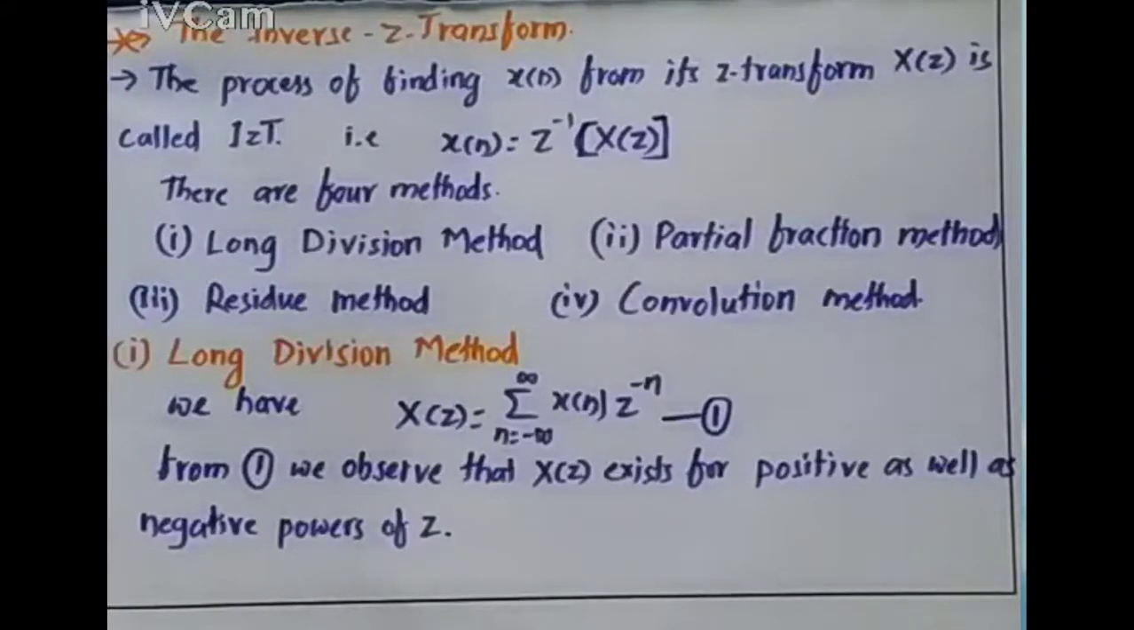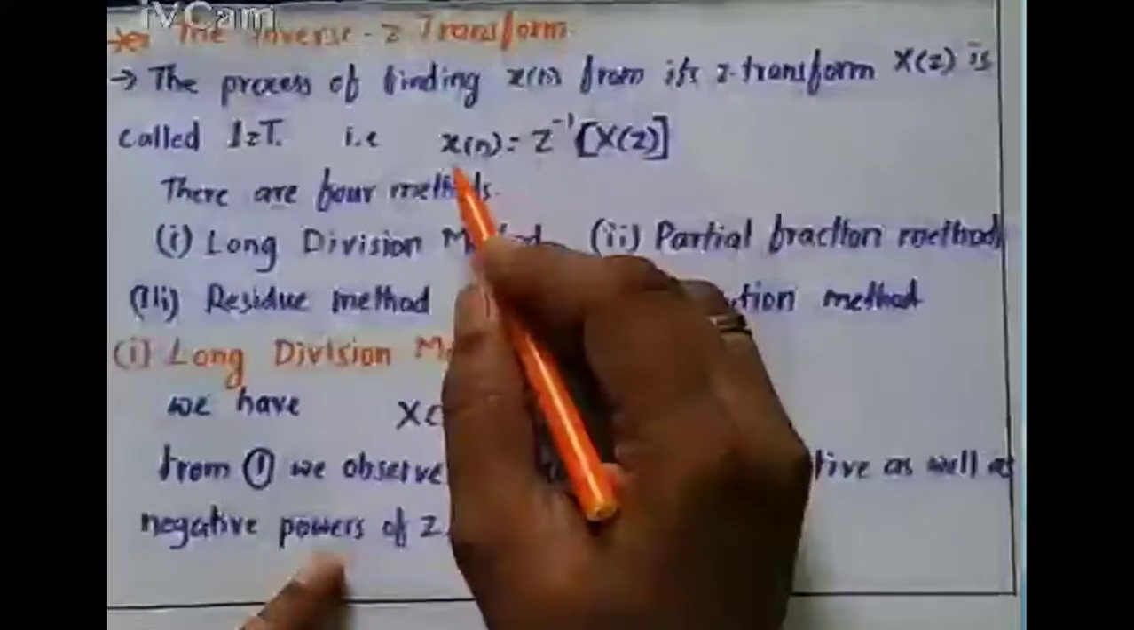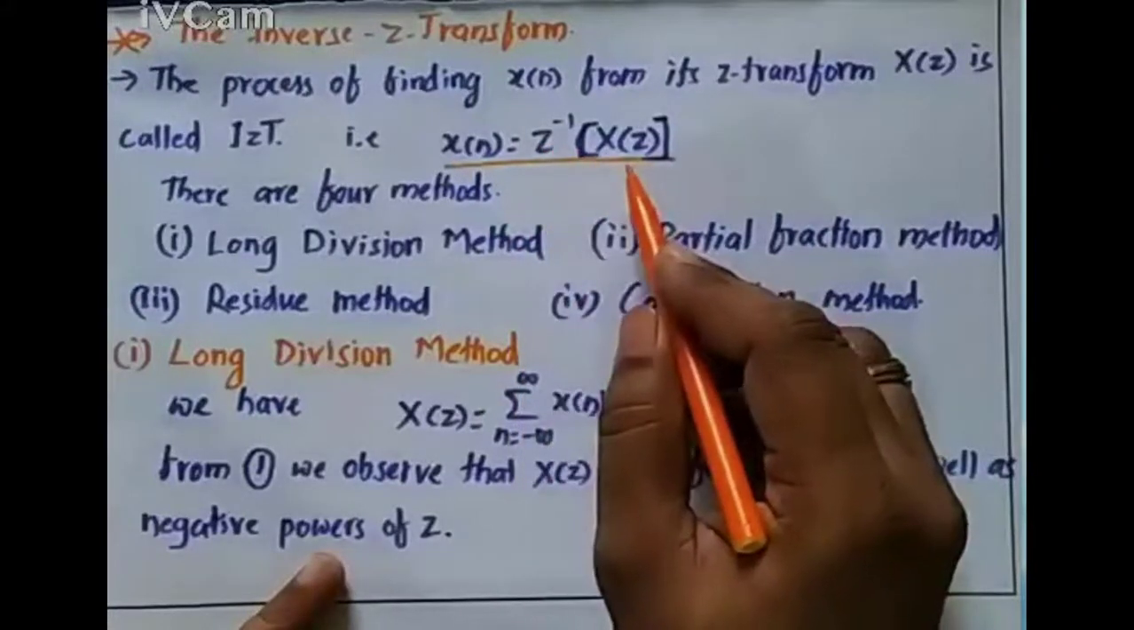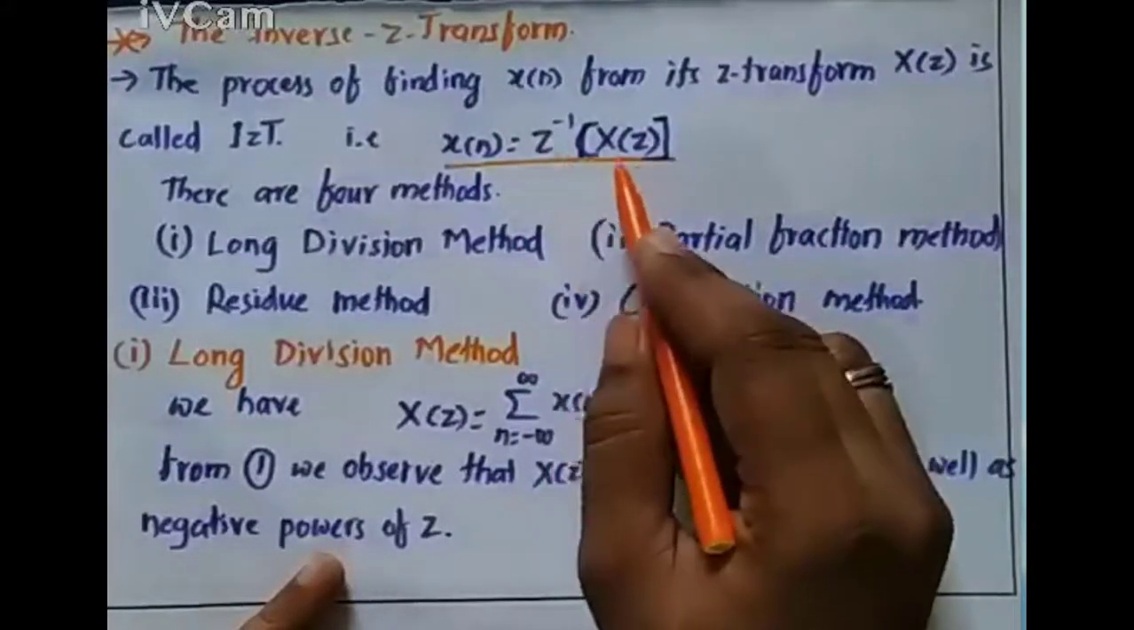Moving next, it's about the inverse z transform. As the name says, if you want to find x of n from its X of z, then it is the inverse z transform, represented as IZT. It is the process of finding x of n from its z transform X of z. The notation is x of n equals inverse z of X of z.